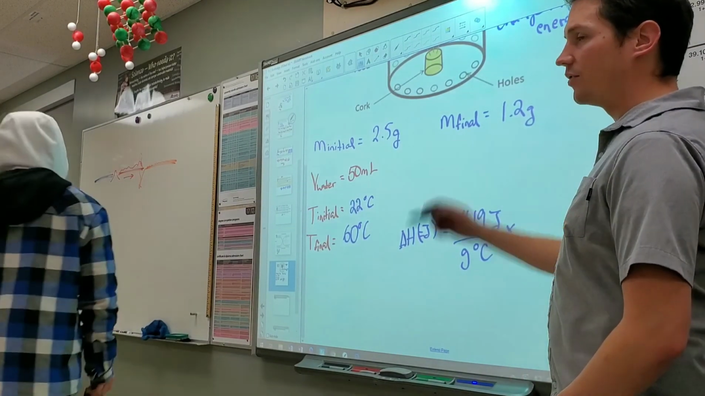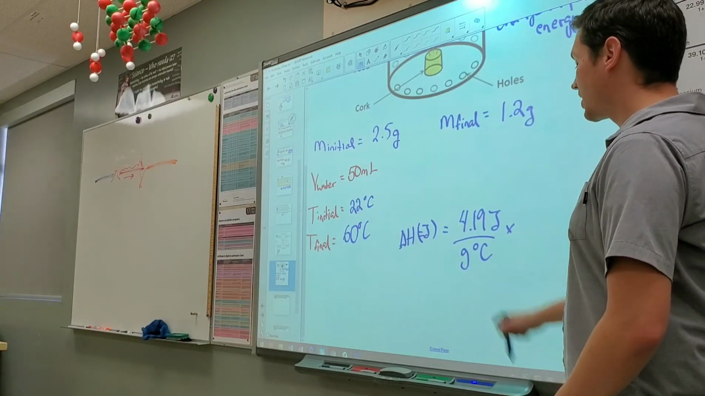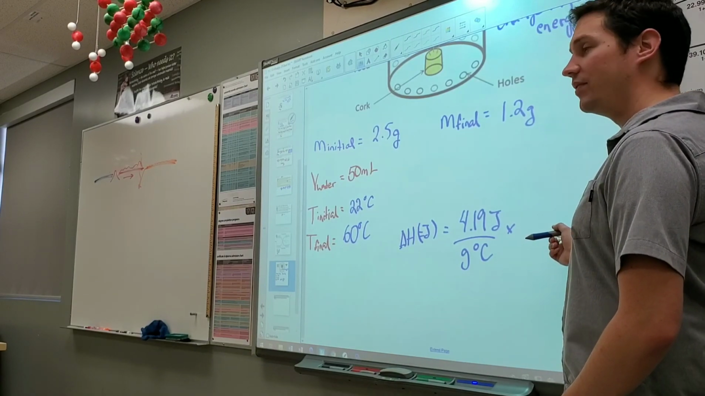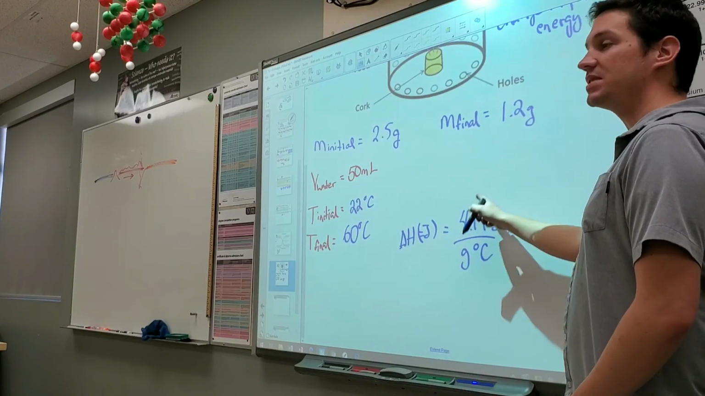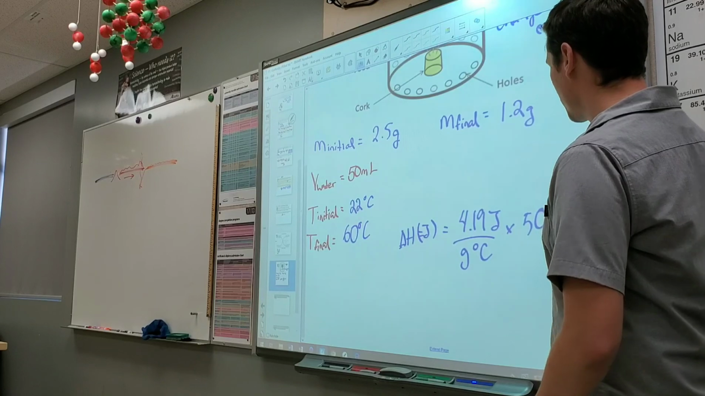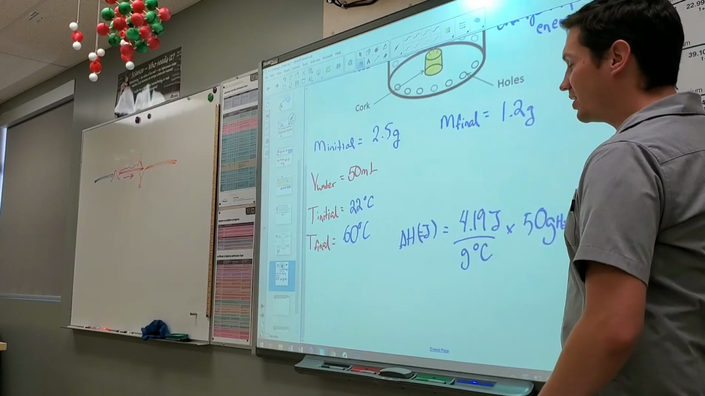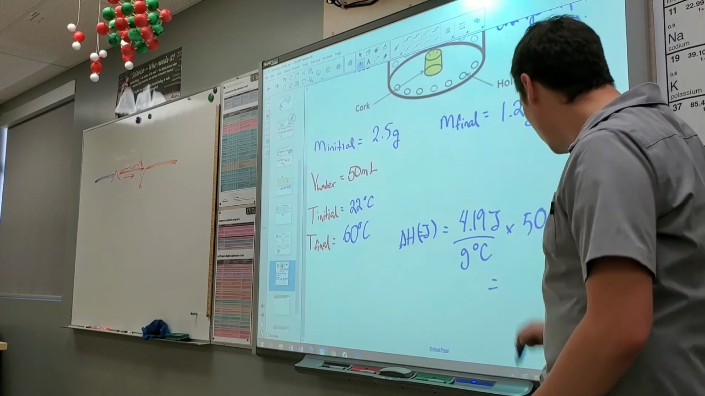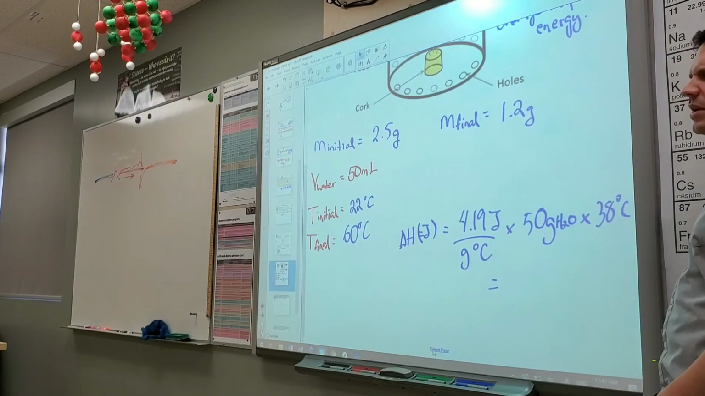Now, what do you want to cancel out first? You want to cancel out grams or degrees Celsius? Grams. Okay. What mass should I put in here? 50 grams. Why 50 grams? That's the water. Because it's the mass of the water. This is the specific heat capacity of the water, right? So we need to put in 50 grams of water. And then our temperature change looks like it was 38 degrees Celsius. So somebody go ahead and do this calculation for me.